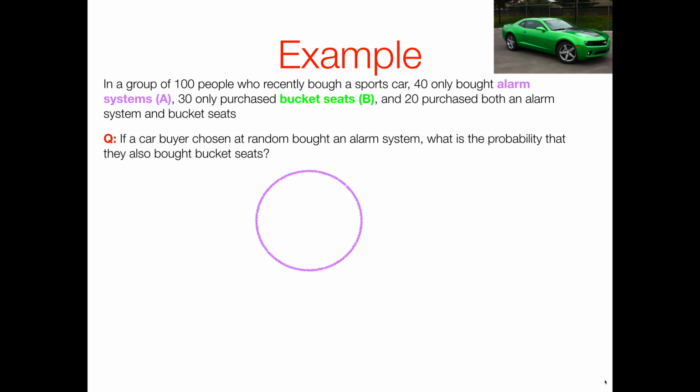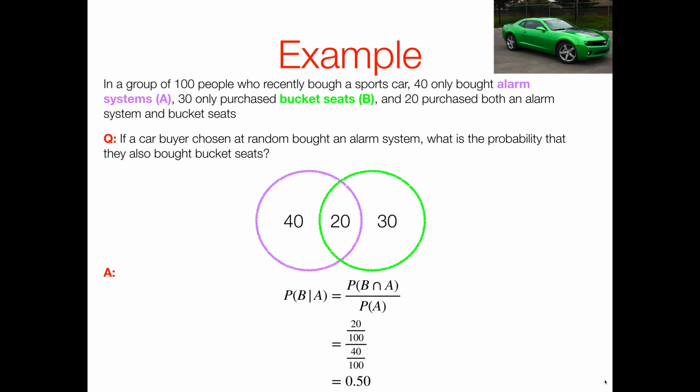In this one, it's not super helpful because they were very explicit in their wording that 40 only bought an alarm system, but sometimes the wording of these can be tricky, so it can be very helpful to make a Venn diagram and see exactly how many you have in each group. So we've got 40 that only purchased alarm systems, 30 that only purchased bucket seats, and 20 that purchased both. I want to know if a car buyer chosen at random bought an alarm system, what is the probability they also bought bucket seats?